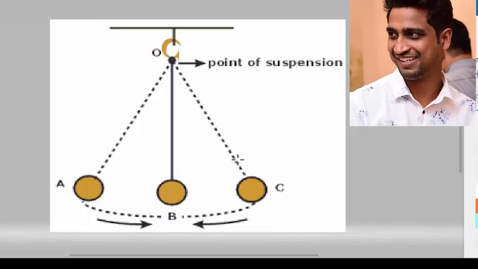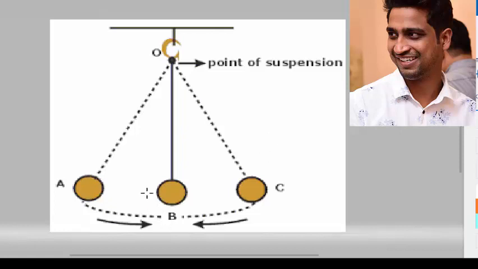Bob is a metal ball which is hanged with the help of a string, which you are seeing in front of you right now is B, A and C. All are balls, metal balls, named as bob. Bob is B-O-B. Okay, now we'll see amplitude.